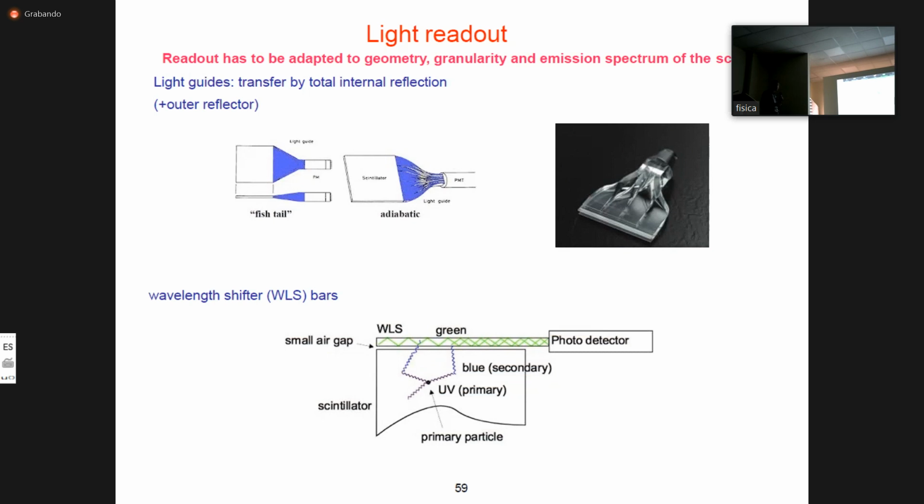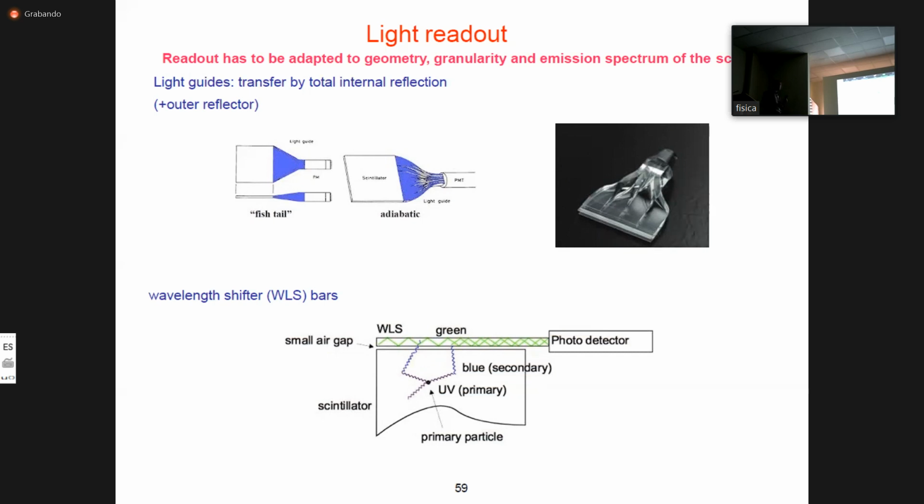And for connecting photomultiplier tubes and scintillators, usually you use materials which are called light guides, which can transfer light by total internal reflection, which is similar to the process that happens in optical cables for internet connection. You process light, and here you can collect as many photons as possible.